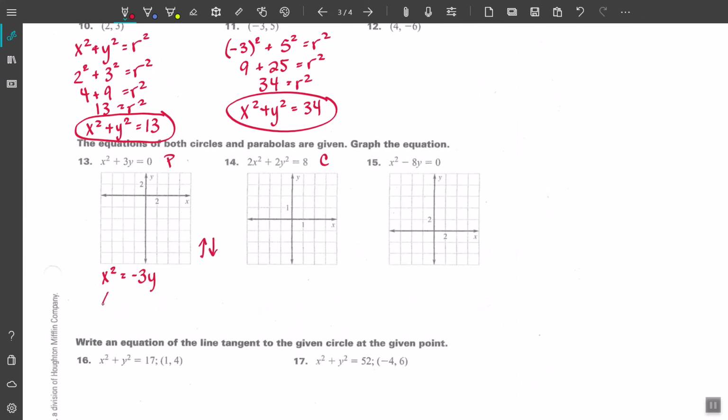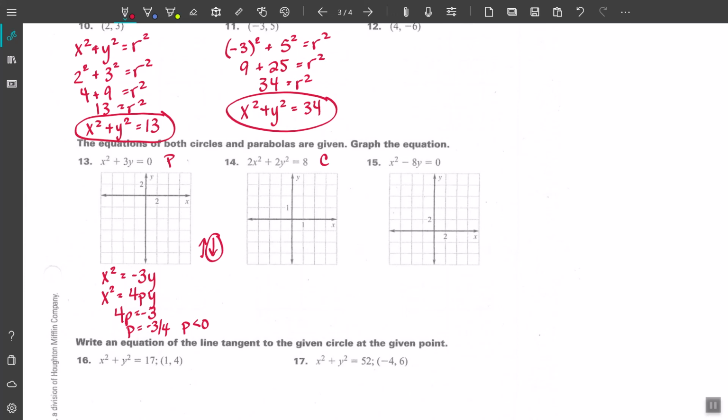Then we need to take the standard form for this type of parabola, which is x squared equals 4py. Okay, so now I know that my 4p has to be equal to negative 3. If I set 4p equal to negative 3 and then solve for p, I get a p of negative 3/4. My p is less than 0, so that's how I know that it's going to be a downward pointing parabola.